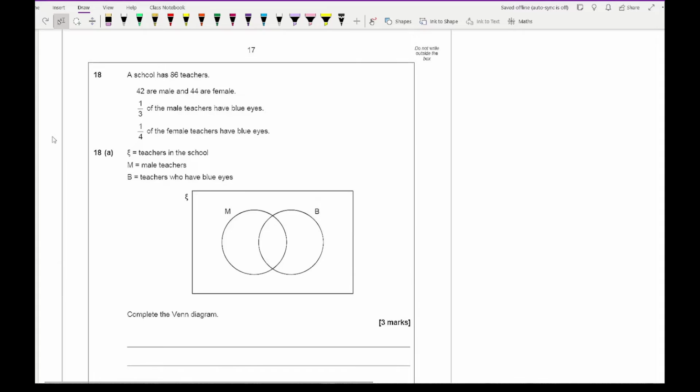So when dealing with a Venn diagram, what you want to try and do is always start in this middle area here. And what does that middle area represent? It represents males with blue eyes. Now we know that a third of male teachers have that, so we need to work out a third of 42. If I just do that on my calculator, a third times 42 equals 14. So this is going to be 14.